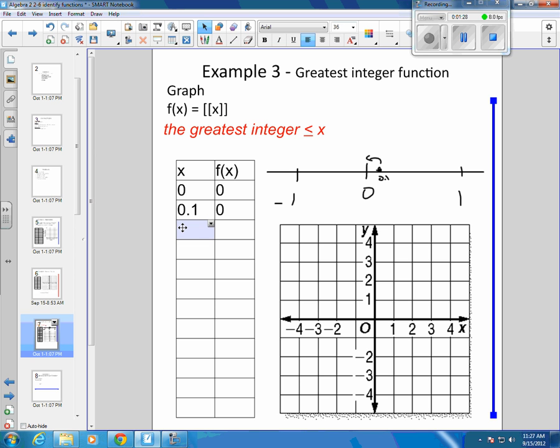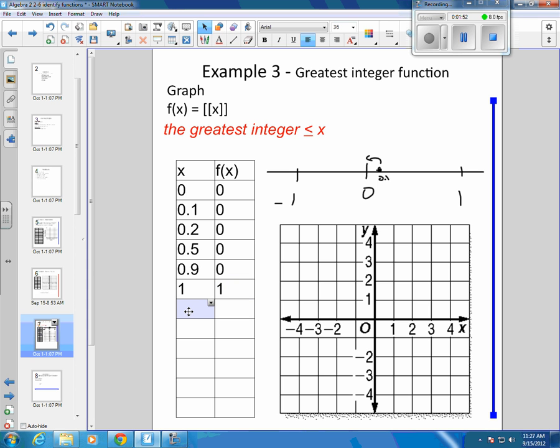And same with 0.2 would be 0. 0.5 would be 0. 0.9 would still be 0. It would still come all the way back. We want the greatest integer that is less than or equal to that number. It's not until we get all the way to 1, and 1 would be less than or equal to 1.